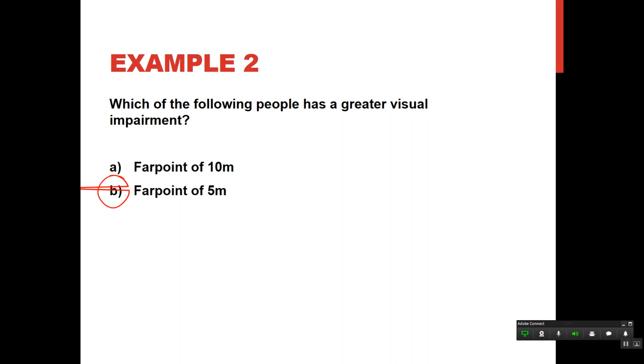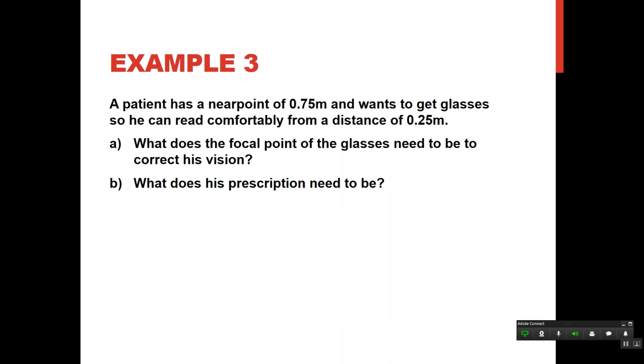All right. This is a hard question at first, but you'll see it's actually very, very simple. A patient has a near point of 0.75 meters, okay? And wants to get glasses so he can read comfortably from a distance of 0.25 meters. In general, convention is when you read a book, you should have it at 25 centimeters away. So that's where you want to be able to read comfortably. This person is obviously visually impaired because they have a near point of 75 centimeters. What does the focal point of the person's glasses need to be in order to correct it?